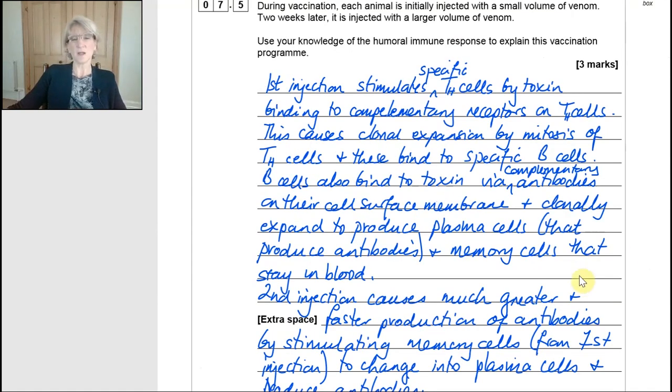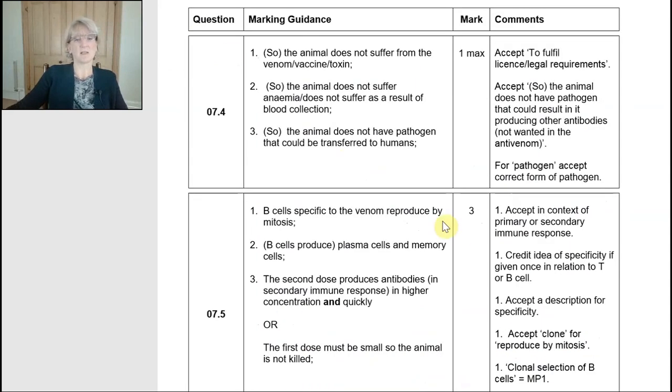So there is my answer, and I've included about it binds to receptors on T cells. They then clonally expand by mitosis. They bind to specific B cells. How that happens, I didn't really know how much detail I was going to need to get marks here. Second injection causes much greater and faster production of antibodies by stimulating memory cells to change into plasma cells and produce antibodies.